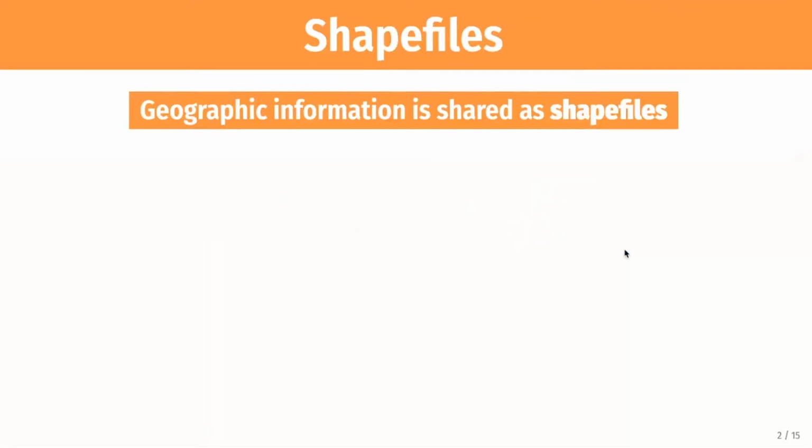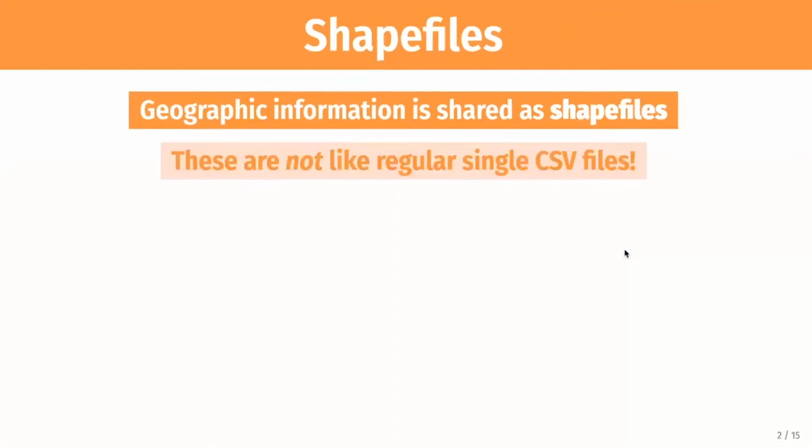Geographic information is stored in files that are called shape files, which are slightly different than the regular CSV files that you've been working with, because they have to show a lot more information. They have to include information about the projection. They have to include information about borders of different shapes, a whole bunch of other things.